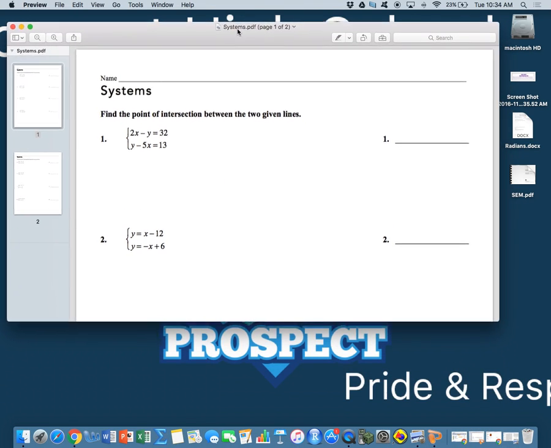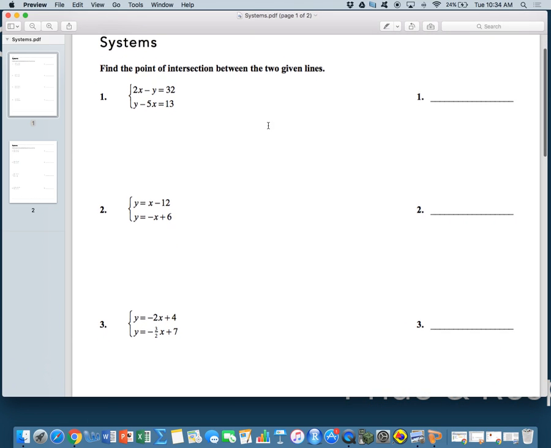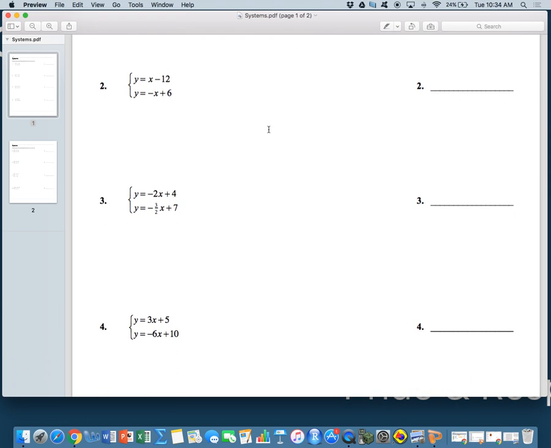It is substitution and elimination. Okay, we are going to start with problem number 2. Problem number 2, I have y equals x minus 12, and I have y equals negative x plus 6. What suggestion do you have?